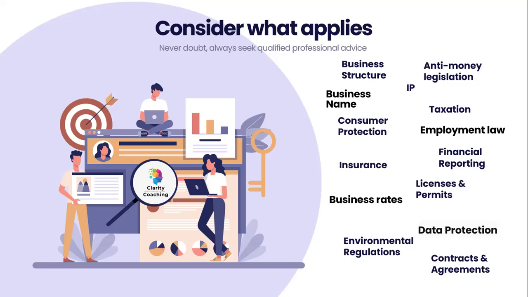You may need to have specific licenses or permits. So do check to see if your business requires a specific license or permits. For example, if you are selling alcohol at a food stall, if you're providing entertainment, if you're a taxi driver, all of those kind of things and many more.